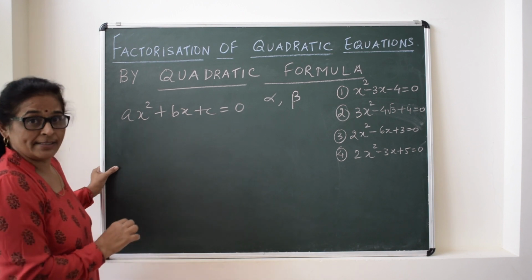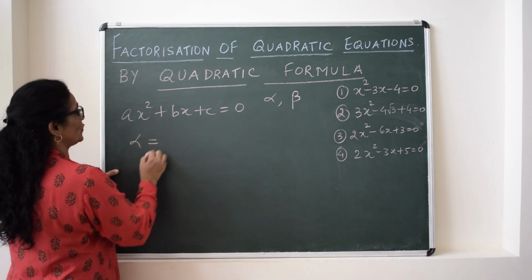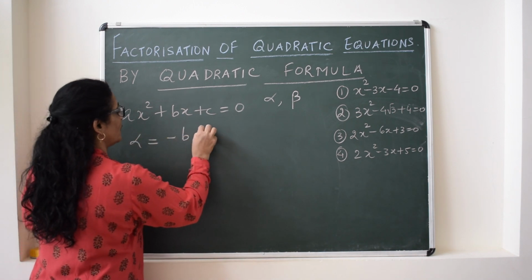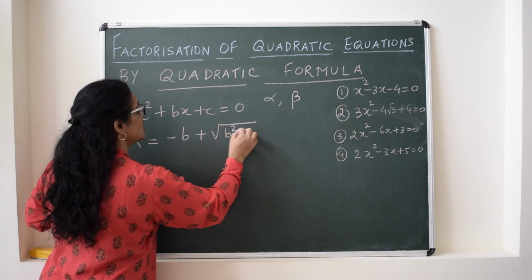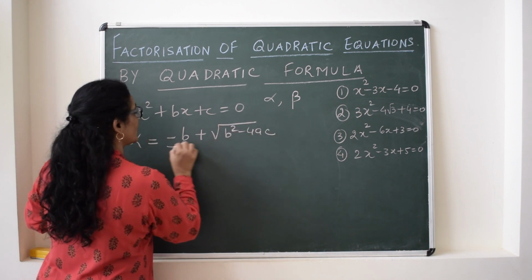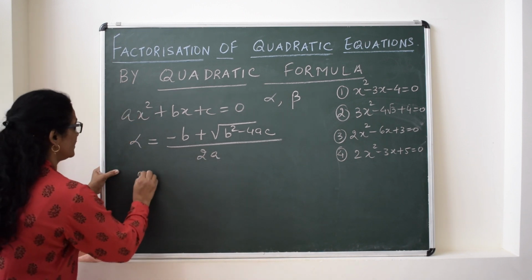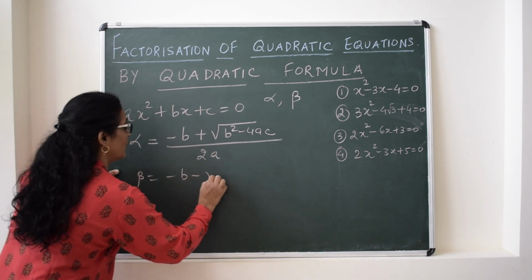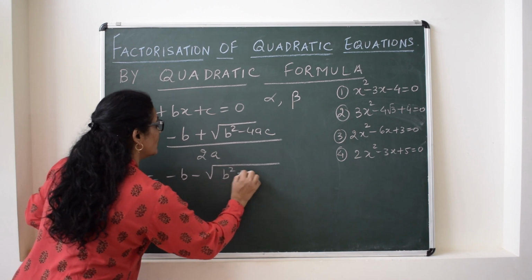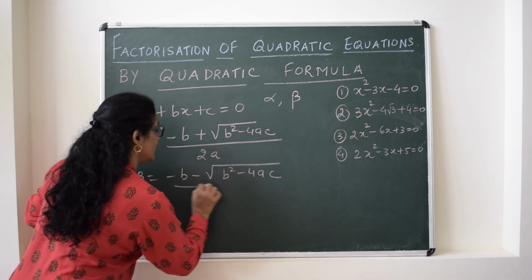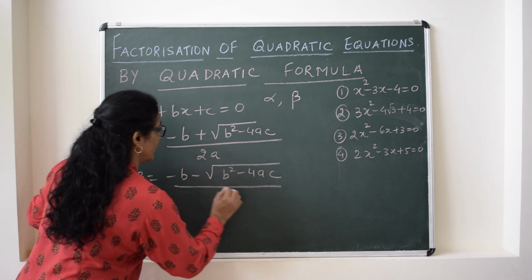The formula says that alpha is equal to minus b plus under root of b square minus 4ac upon 2a, and the value of the second root is minus b minus under root of b square minus 4ac upon 2a.